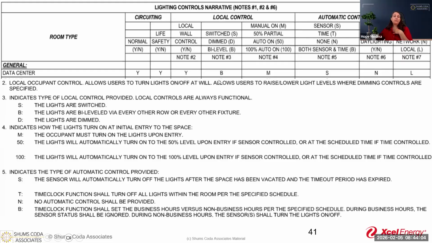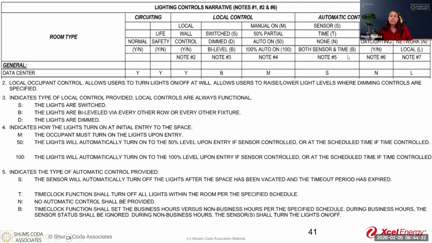Then it has B down here. B tells me that it's a bi-level control, and it says note 3, so I would look at note 3. Here's where it tells me that. Then we have a manual on, and these are the options that we have. It says M, also says note 4. So we would come here for M, and it says the occupants must turn on the lights upon entry.